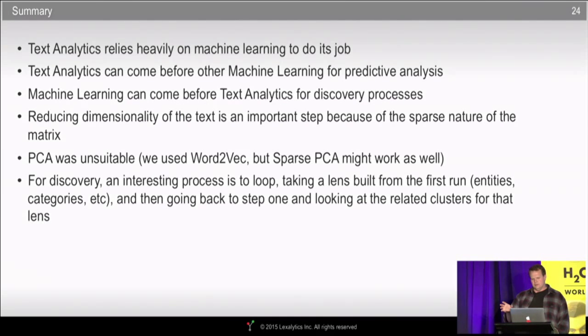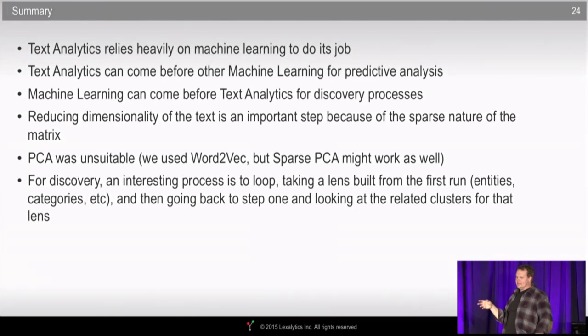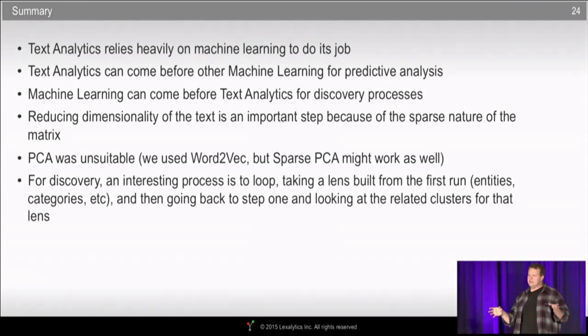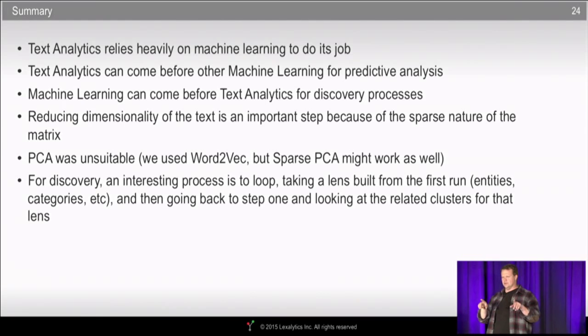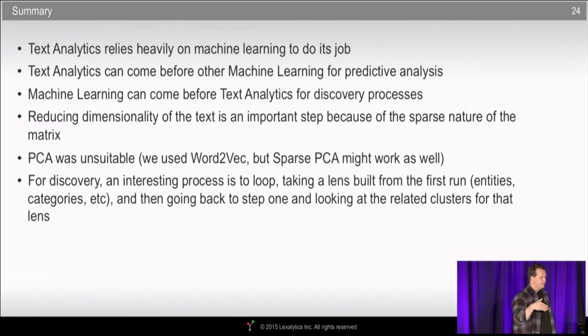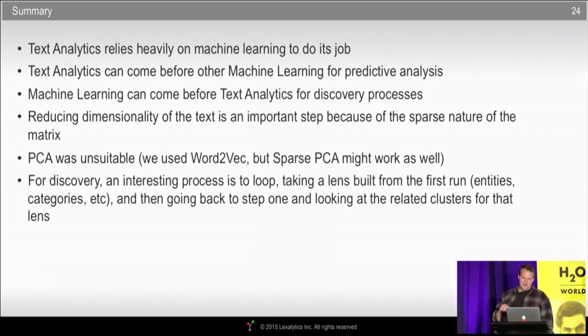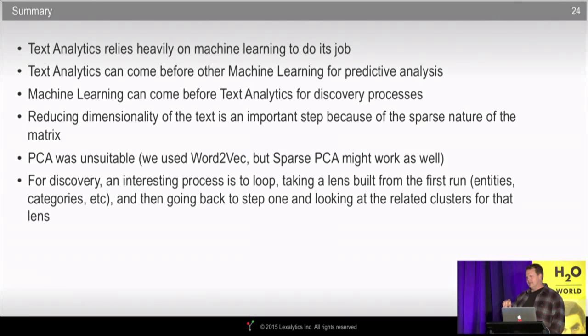So in summary, in text analytics, we rely very heavily on machine learning to do its job. It can come before or after other machine learning processes, and so it is something that is additive. We believe that you should consider text or other unstructured data as a separate problem, deal with it, reduce it, extract it, and then manipulate it inside of the rest of your systems. Reducing the dimensionality of the text is important. Principal component analysis wasn't suitable, so we used word2vec, like I said before; sparse PCA might work. And then for discovery, you can loop, take a lens, and then come back through and do your clusters again.